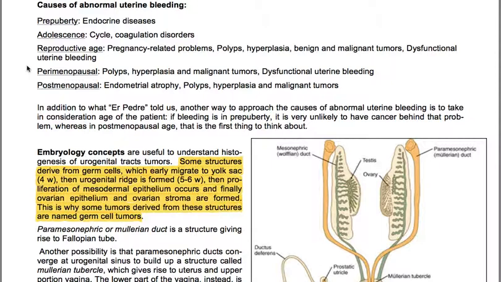In perimenopausal age, we can have polyps, hyperplasia, and malignant tumors, dysfunctional uterine bleeding. In postmenopausal age, we can have endometrial atrophy, polyps, hyperplasia, and malignant tumors.